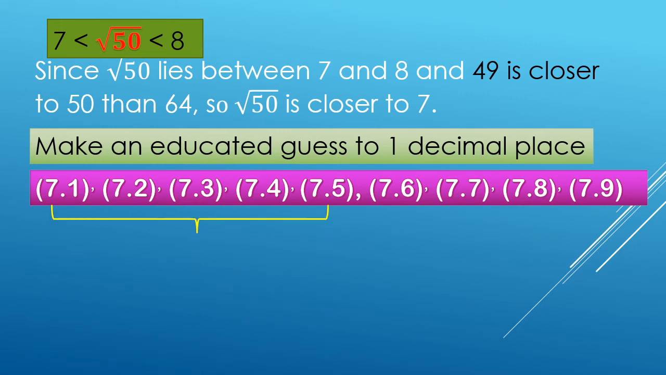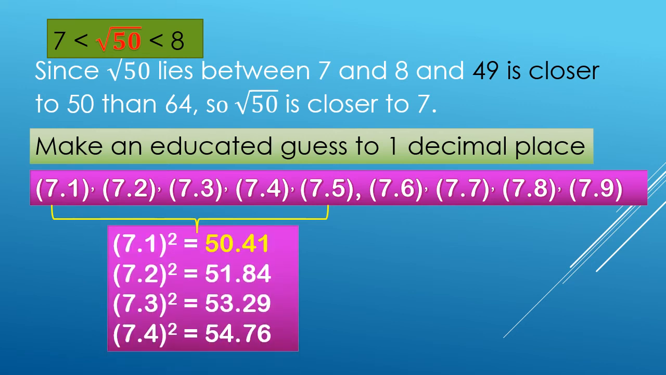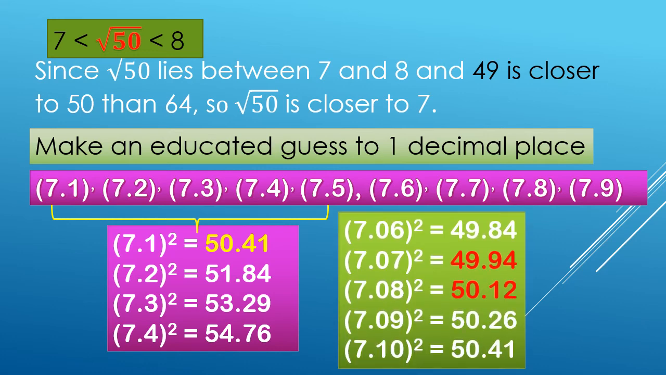But 50 is closer to 7, so we'll start from 7.1 to 7.5. So get the squares, 7.1 up to 7.4. Notice 7.1 squared is 50.41, and it is only one number. So let's try to get a decimal number less than 7.1. Those numbers are 7.09, 7.08, 7.07, and 7.06.